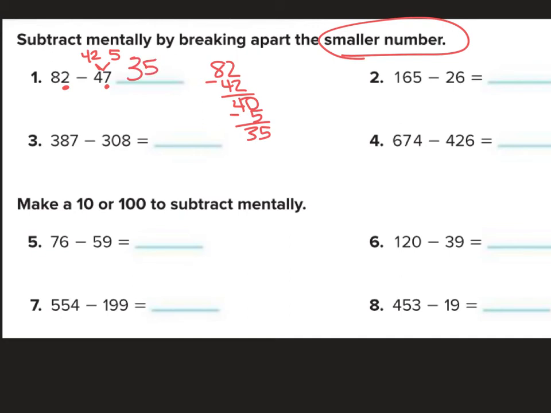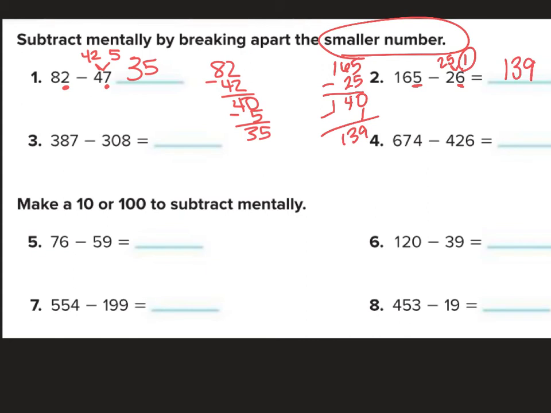Okay, I'm going to match them up. Got a 5 here. I'm going to break 26 into 25 and 1. So then I'm going to do 165 minus 25 and get 140. Then I need to take away 1 more, 139.